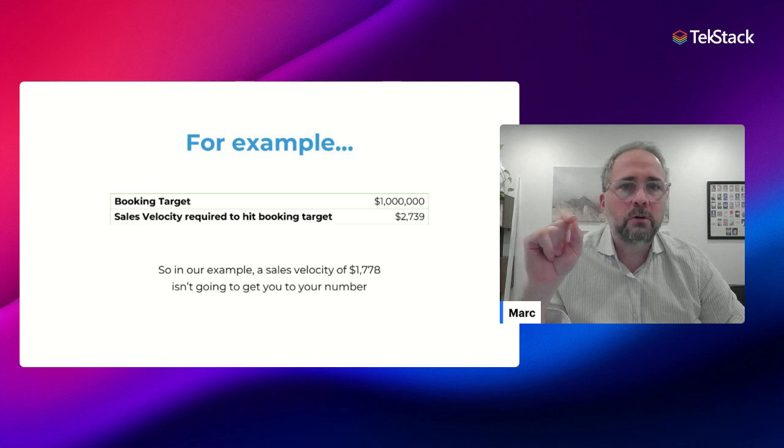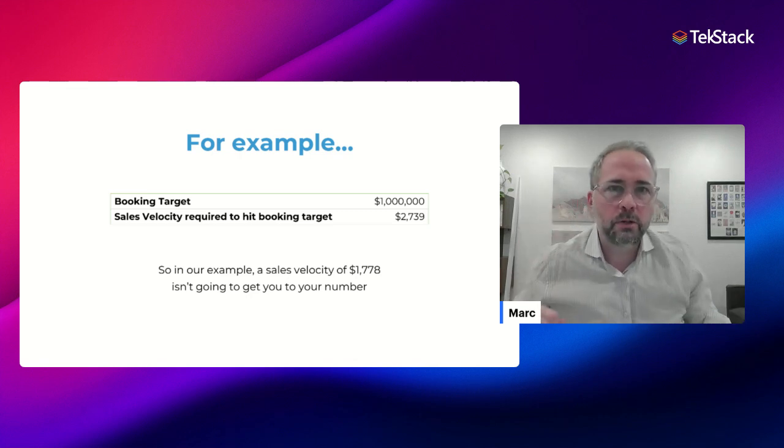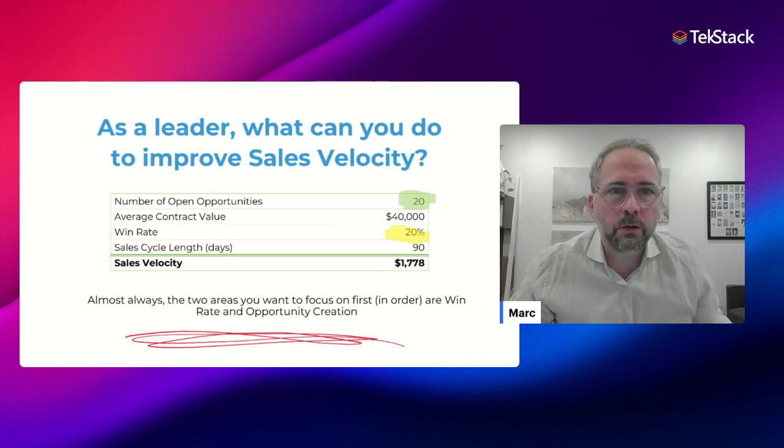But in our example, we're not there, right? We're booking at $1,800 a day, $1,778 a day. So we're not going to hit our number. We're quite a distance from our number.